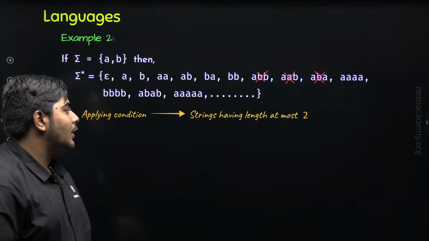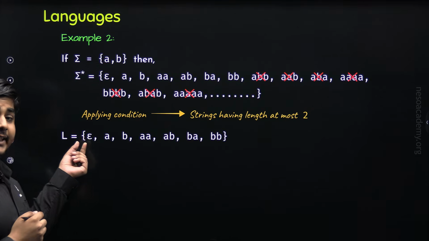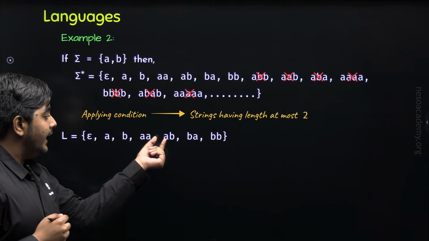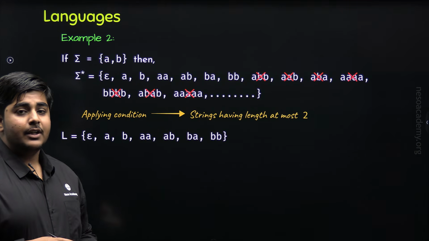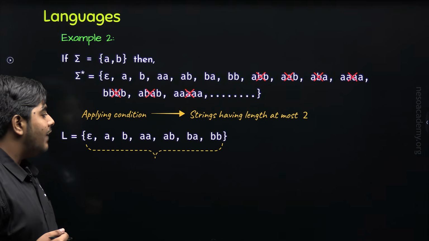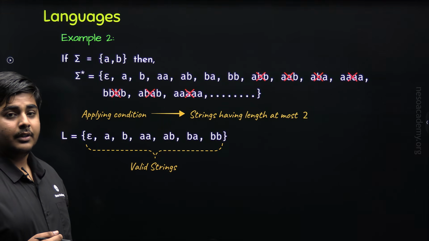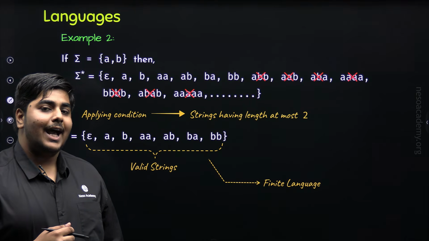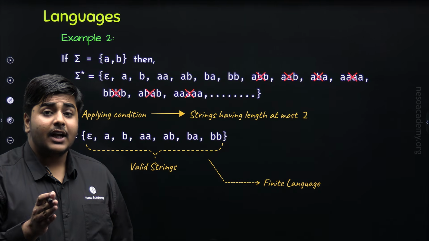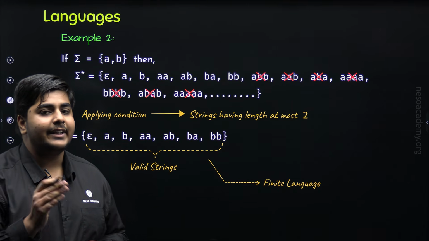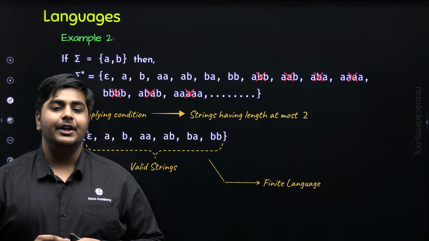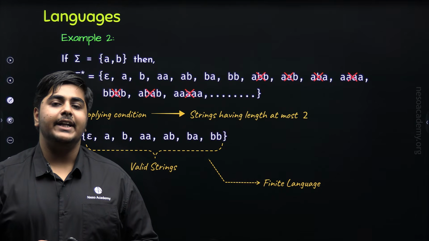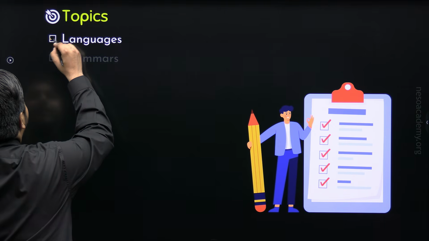So our language set will look like this, which contains the strings epsilon, A, B, AA, AB, BA, and BB. So these are all called valid strings as per the given condition. So this set is an example of a finite set, and this language is called a finite language because it contains only 7 elements, that is a finite number. So I hope you all have understood what languages are in theory of computation. In this way, we have completed our very first topic, that is languages.